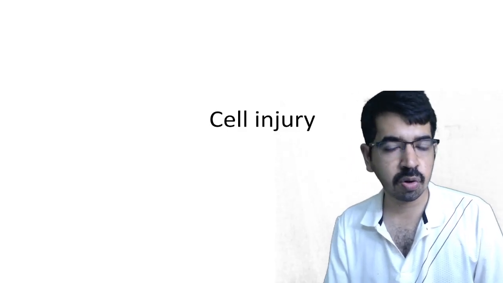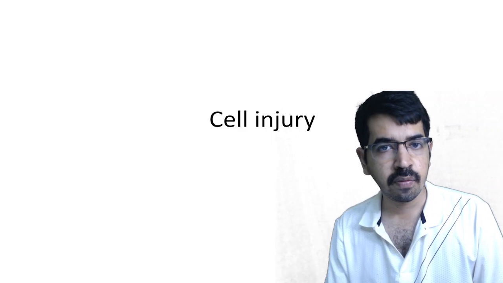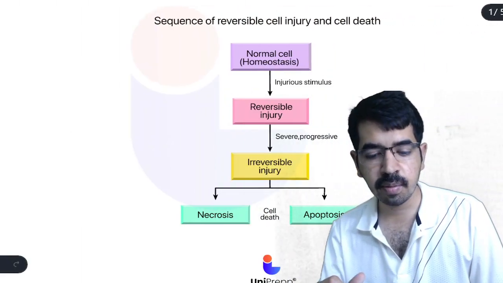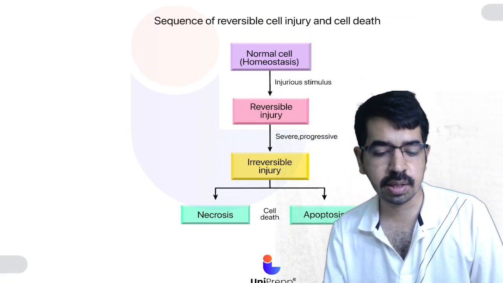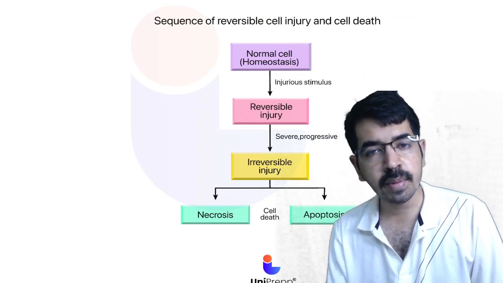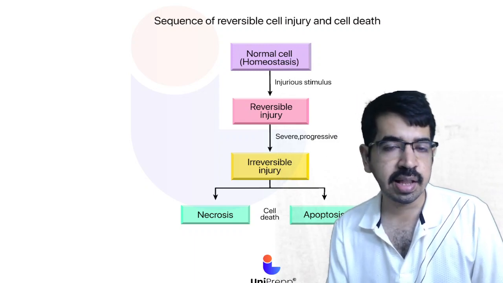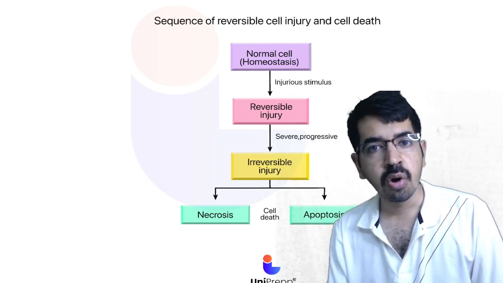Let us start our pathology classes today. First, we shall discuss cell injury. First, let us have a brief outline of what we are going to discuss. A normal cell is able to carry out a set of physiological functions, and they are in a steady state called homeostasis.